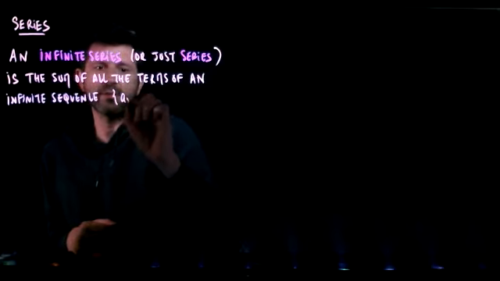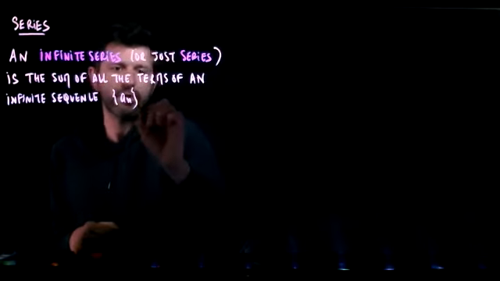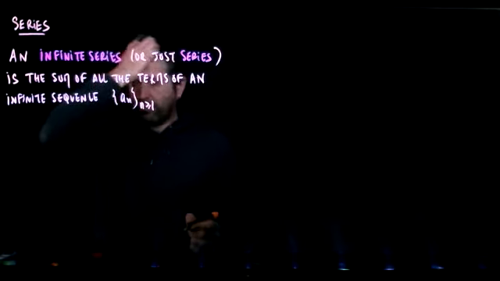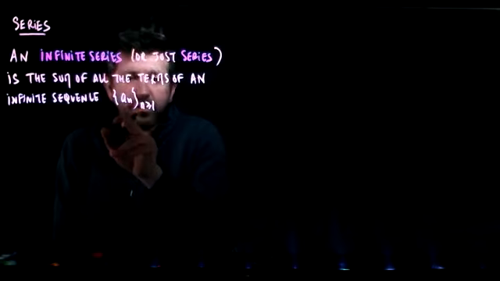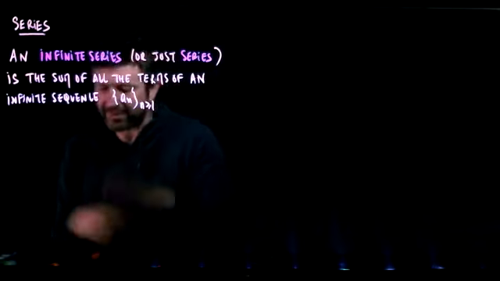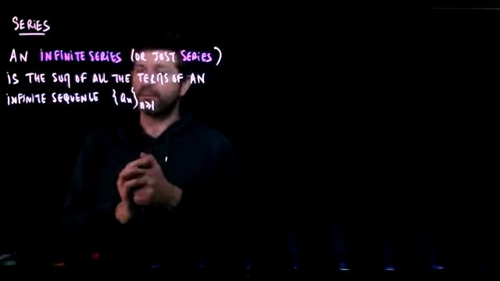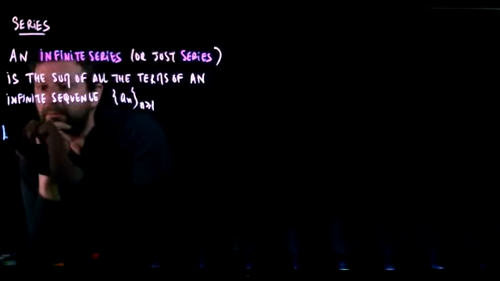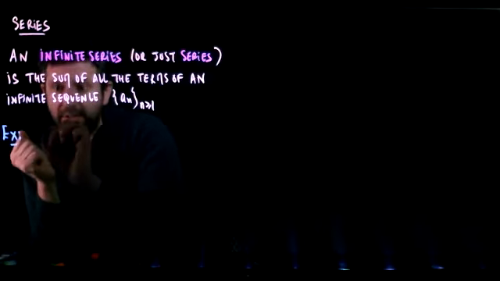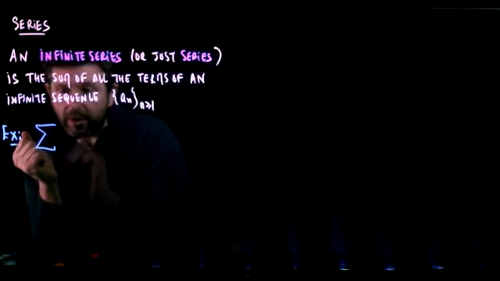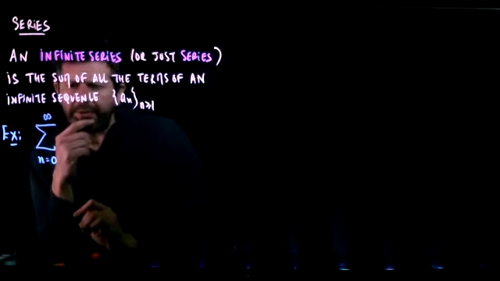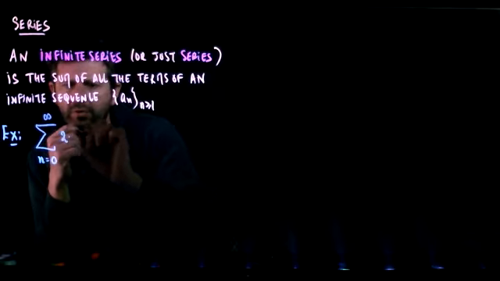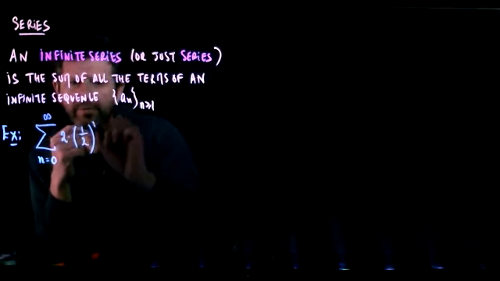Let's say a sequence a_n, with n starting at 1. It could be starting at 0, or it could be starting anywhere. But I'm interested in adding all the terms. So for example, the series like this, the sum of all the terms from n equals 0 to infinity of 2 times (1/2)^n.